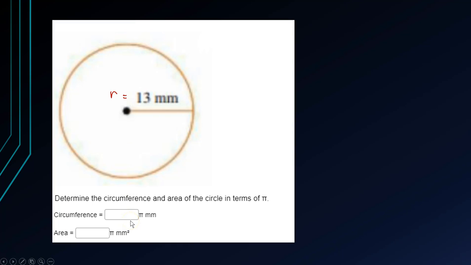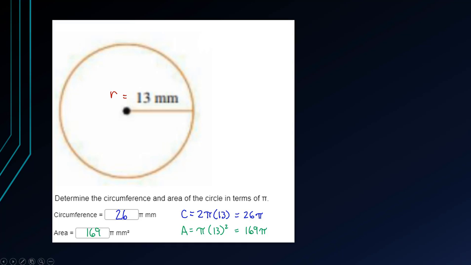For circumference, there are two formulas that are typically given. You have pi times diameter, or 2 pi times the radius. And since I do have the radius here, the circumference is going to be 2 pi times the radius, which is 13, which is 26 pi. And you're asked to leave these in terms of pi, and the pi is already there, so I'm just going to write 26 over here. As far as the area goes, area is pi times the radius squared, which gives me 169 pi, because 13 squared is 169. And again, leaving it in terms of pi means I just put the 169 there.